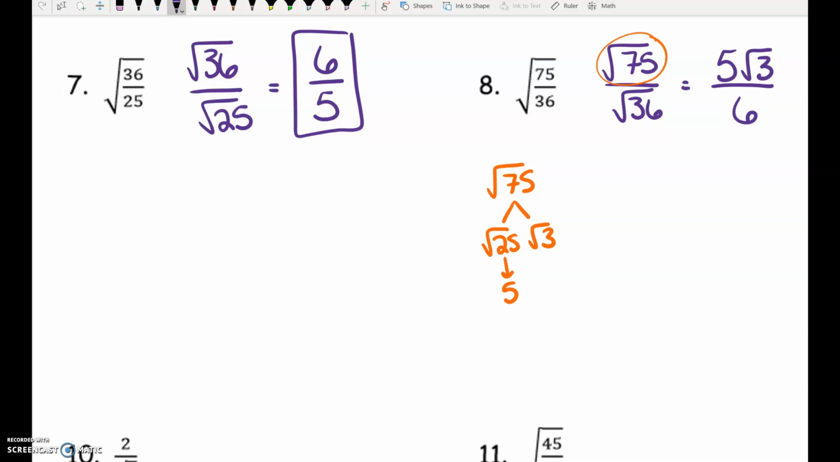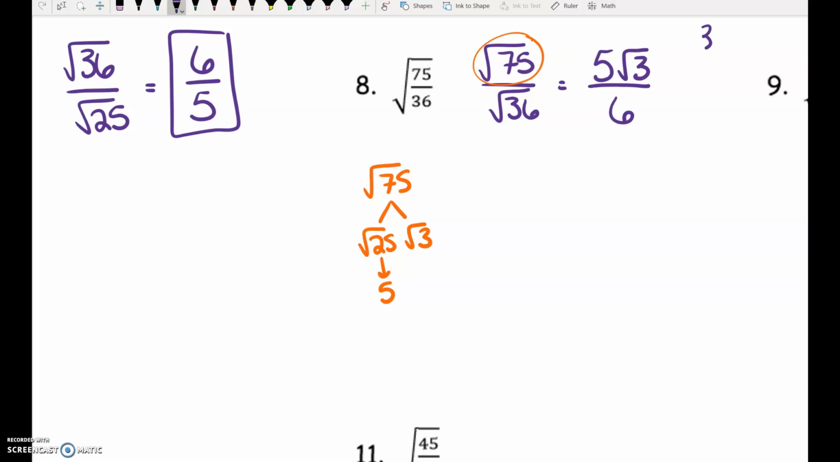Now, if this had happened to be something like 3 square root of 3 over 6, then this part could simplify because those are both integers, but you can't touch the thing under the radical. So this is our final answer.